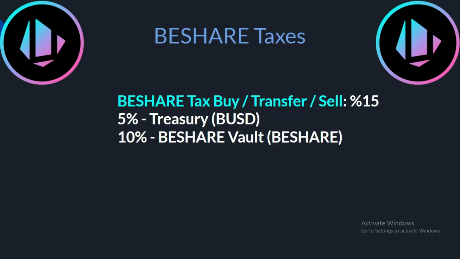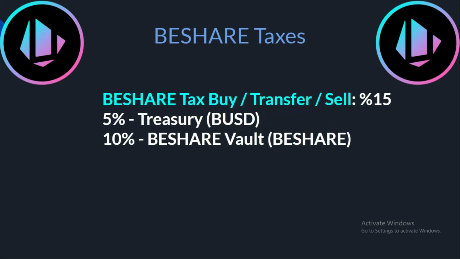Okay, let's speak about the taxes. BShare tax by transfer or sell is 15%. 5% goes to the Treasury BUSD, and this is going to create liquidity, and also is going to help the price of BShare to go up. And 10% is going to the BShare vault. It is going to increase the perpetual ratio of the vault. What does that mean? It means that you are going to get more BShare, or those people who are staking in the BShare vault.